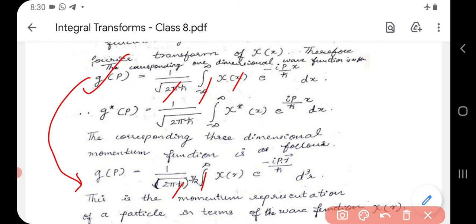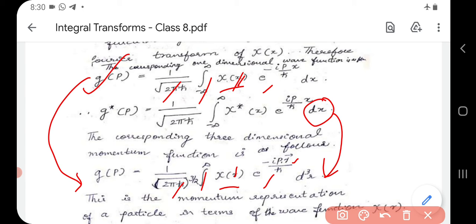Then this one, instead of x, that is the one-dimensional case, here you are replacing chi of x with chi of r, because r stands for x, y, z, 3 dimensions. Then e raised to minus ipx by h cut becomes e raised to minus i p·r by h cut. That is, r is the position vector. R vector stands for x, y, z. So in the 3-dimensional case, dx will become d cube r.